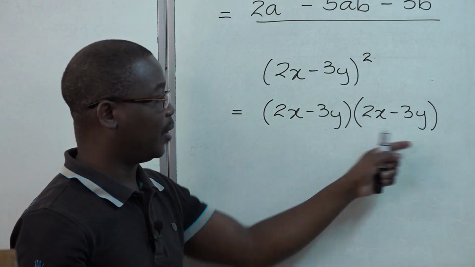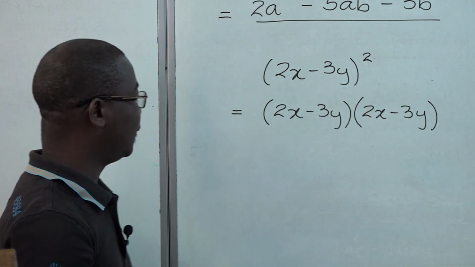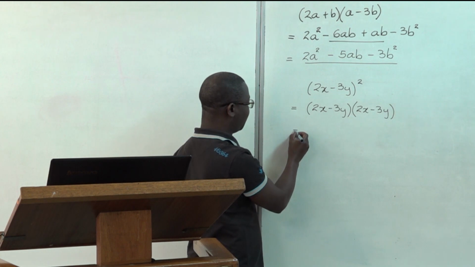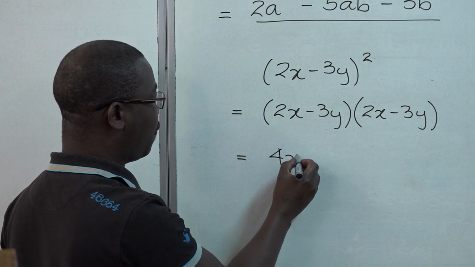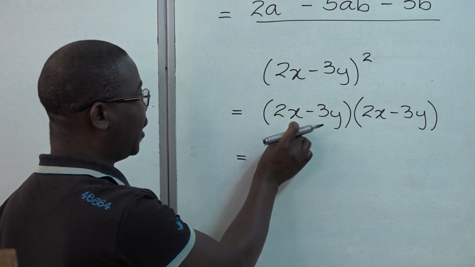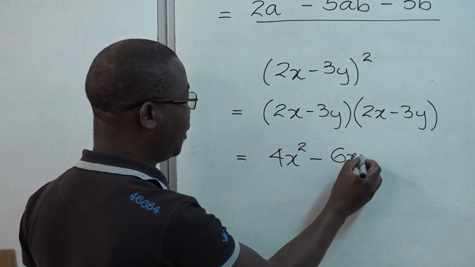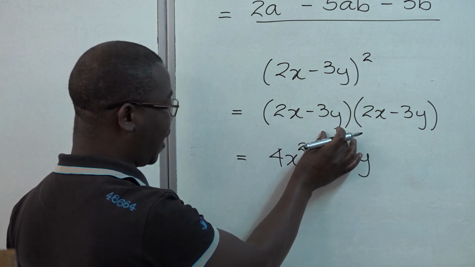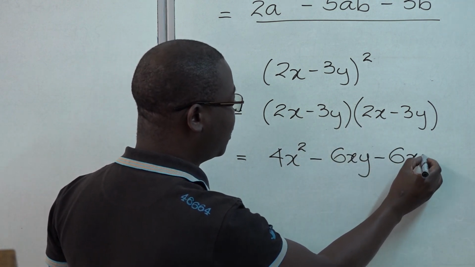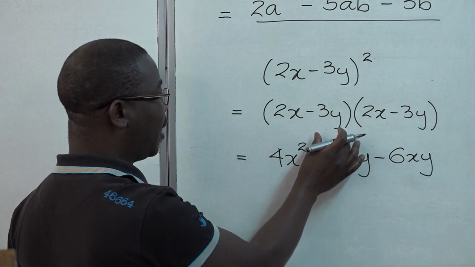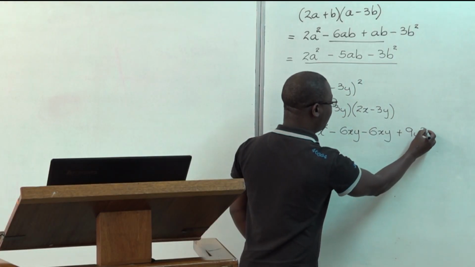And we write it in this way so that it becomes easy for us to then do the process of multiplication. In a similar way we did with the first one, 2x multiplied by 2x gives us 4x squared. 2x multiplied by minus 3y gives us minus 6xy. Minus 3y times 2x again gives us minus 6xy. Minus 3y multiplied by minus 3y gives us 9y squared.